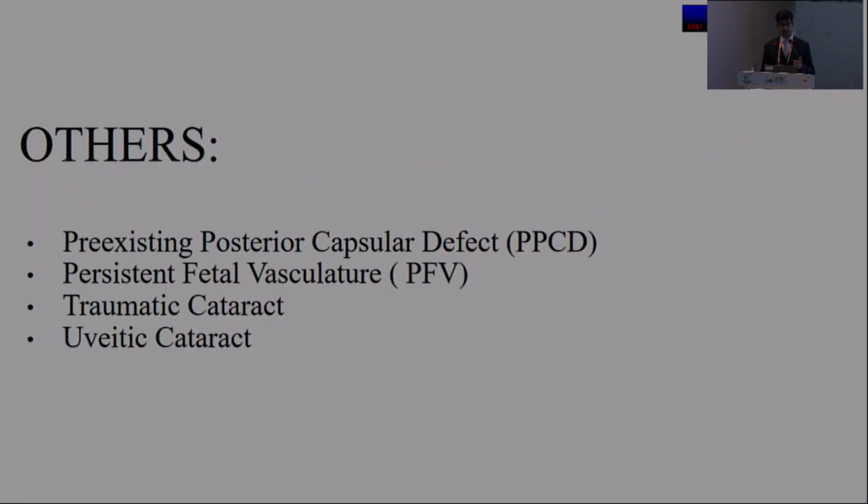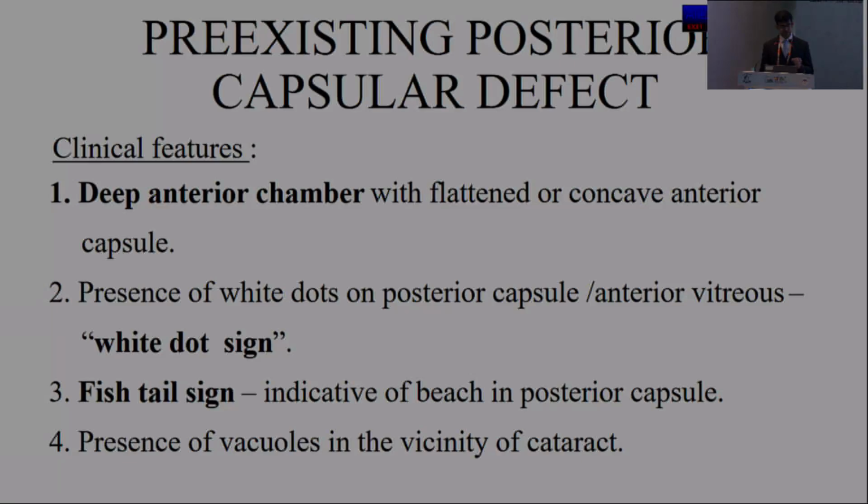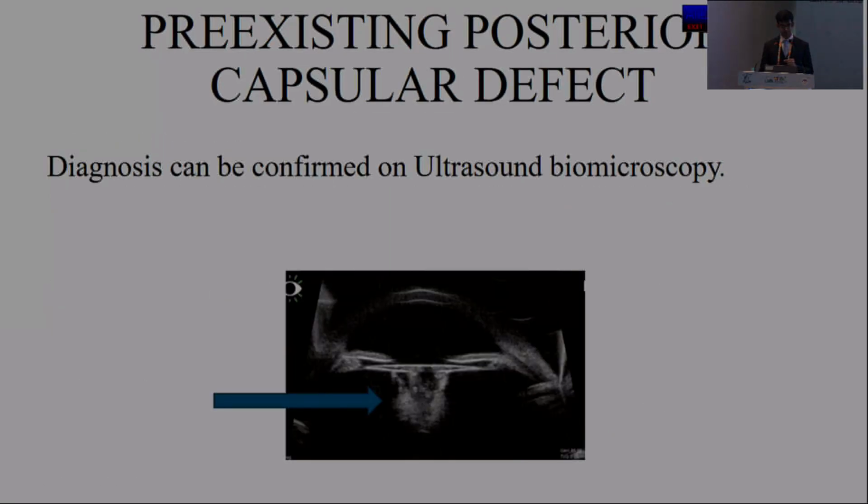Other morphologies and other causes include pre-existing posterior capsular defect, persistent fetal vasculature, which is a common cause of unilateral cataract, traumatic cataract, and uveitic cataract. Pre-existing posterior capsular defect is noted in cases of posterior polar cataract, PFV, and lenticonus. You can see here that there is a peripheral white dot sign because of the egress of the fluid and then rapid maturation of cataract. This is typically called the white dot sign. You can appreciate the UBM of such a case where the lens is almost absorbed and there is a posterior capsular defect and there is lenticular matter in the anterior vitreous.